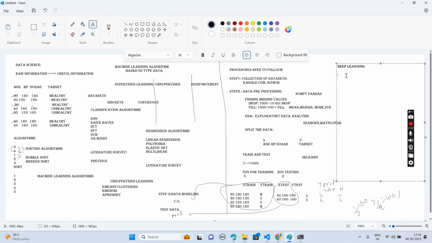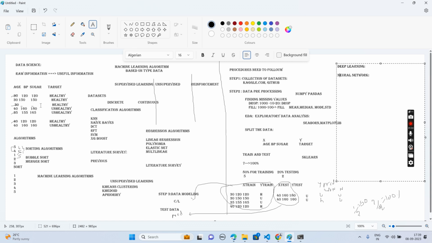In some projects we are going to show the comparison study, whether machine learning algorithms are better or deep learning algorithms are better. When it comes to deep learning algorithms, there is a concept called a neural network. These are the concepts we are going to make use of for our projects.